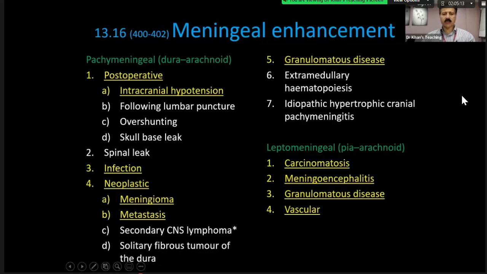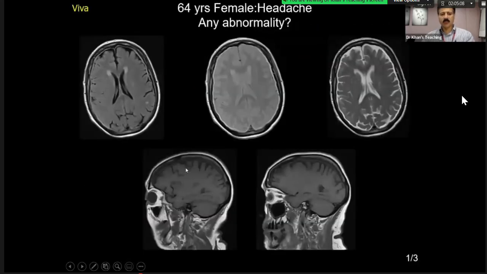So with that, over to candidate 3. Because of time factor, I am going to tell the audience this is a FLAIR, this is a PD, this is a T2, this is a T1, this is a T1. Over to candidate 3, please, your description, please.